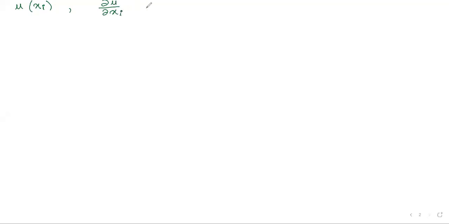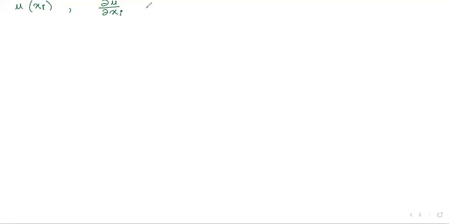Okay, these ∂u/∂xi are the components of the partial derivative of u. In short, ∂u/∂xi are actually the components of the gradient of u with respect to the xi's of the coordinate system. And here the xi's are actually the coordinates of a curvilinear coordinate system.